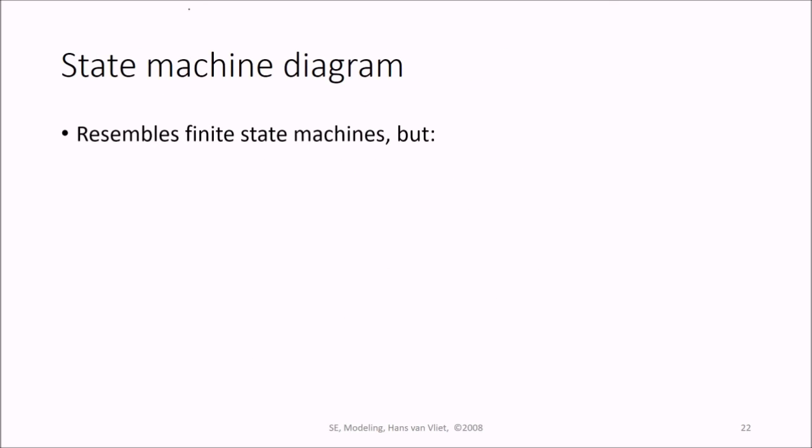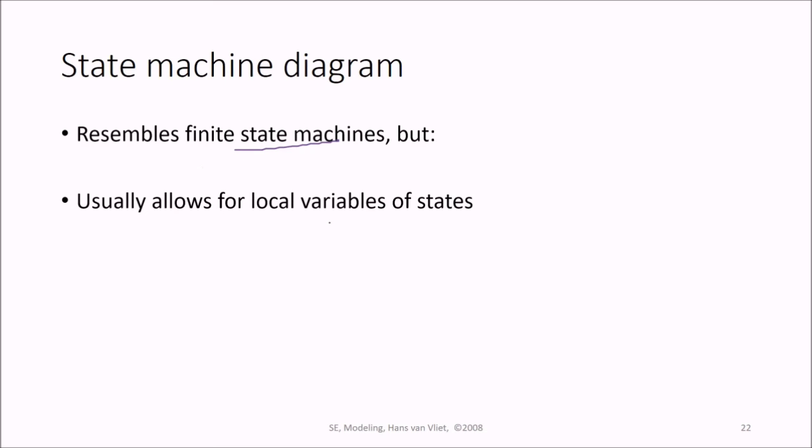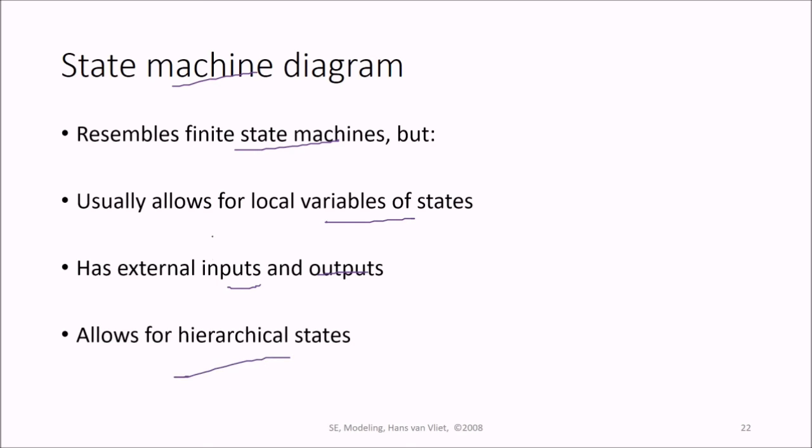What about a state machine diagram? It resembles finite state machines, but usually allows local variables of state. It has external inputs and outputs. That is why the state machine is dynamic. It also allows hierarchical states.